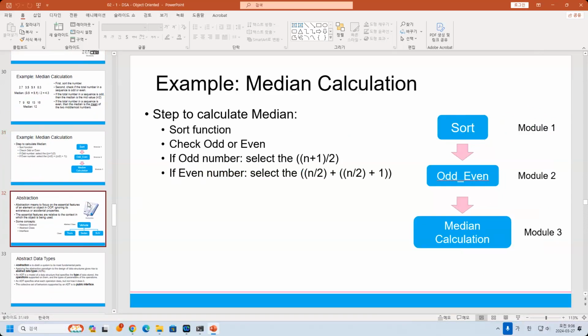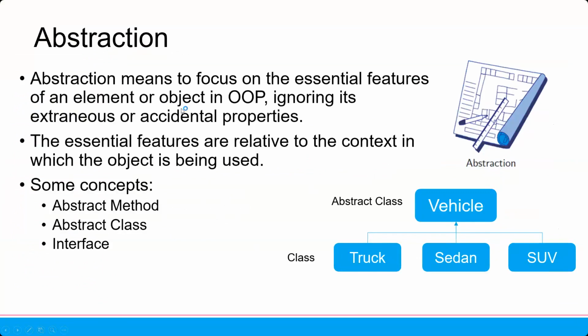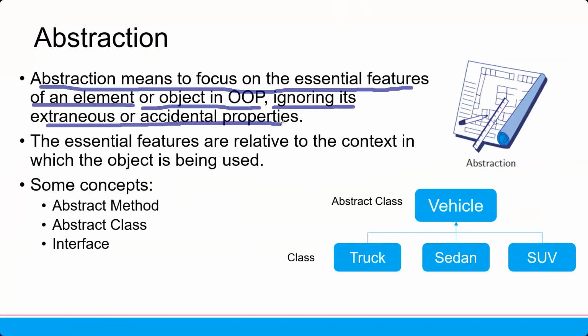Now let's learn another concept in object-oriented programming. We call it abstraction. So what is abstraction? Abstraction means essential features relative to the context in which the object is being used.